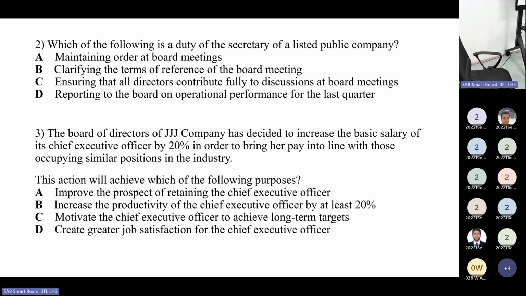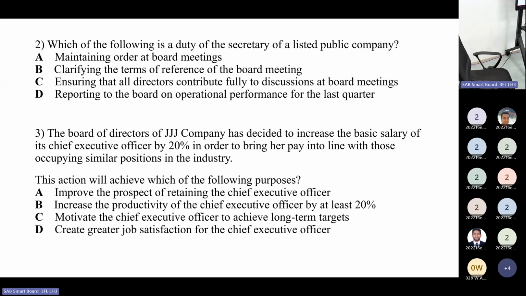Think. Which one? Who does the first one? Maintaining the order at board meeting. Who does that? Chairman. Right? Clarifying the terms of reference of the board meeting. That is the task of the secretary. Right? He will be referred to when you need clarification. The secretary will be referred to clarify on those things.